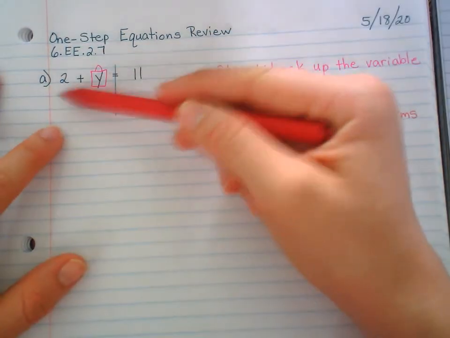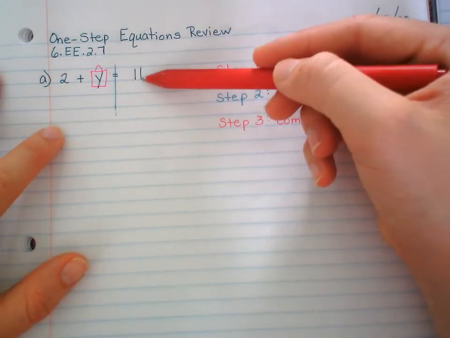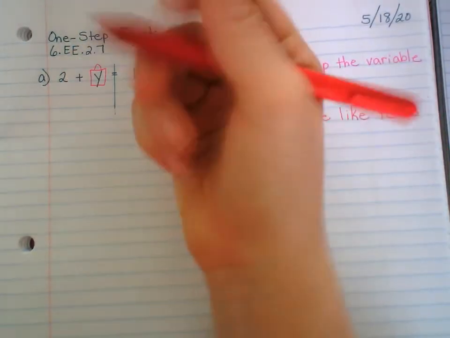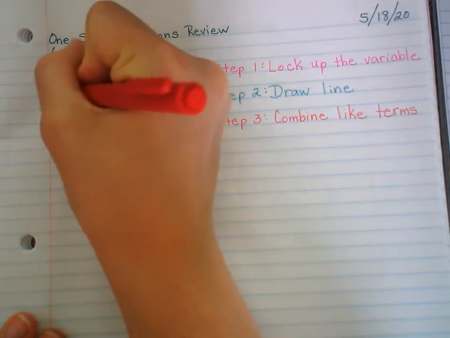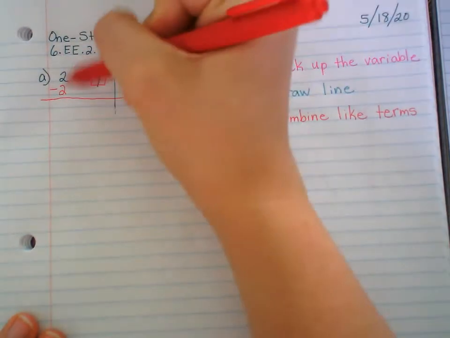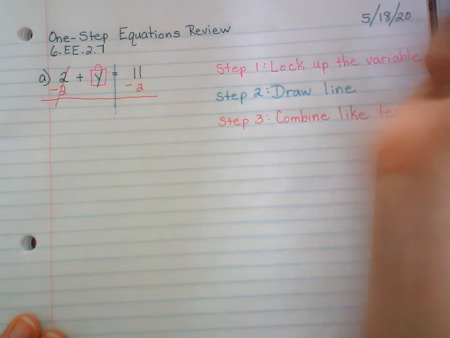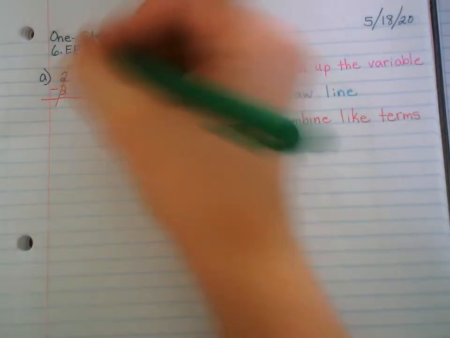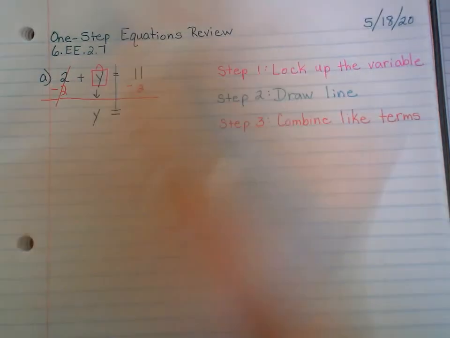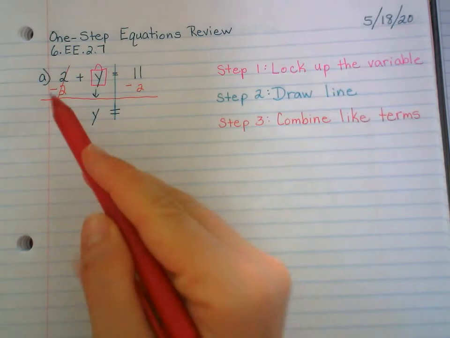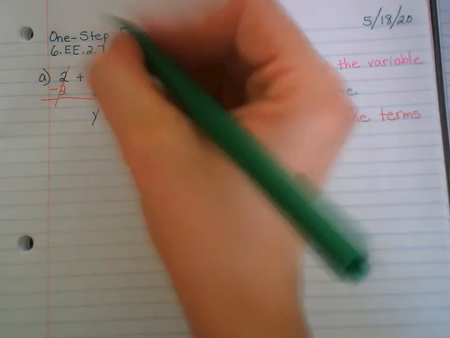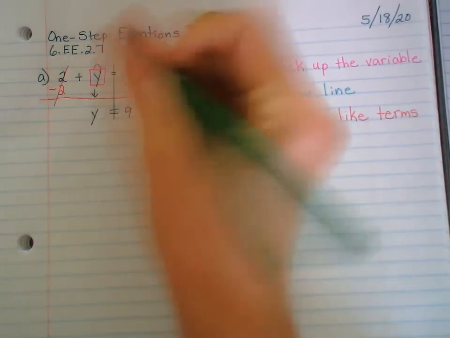We need to get this positive 2 over there. So you have to undo this addition. This is a positive 2. How do we get rid of it? Subtract it from both sides. 2 minus 2, 0. It goes away. You can write 0 down there. All you got to do is bring down that y. Bring down the equal sign. What we do to one side, we do to the other. 11 minus 2, 9. y equals 9. That is your answer.